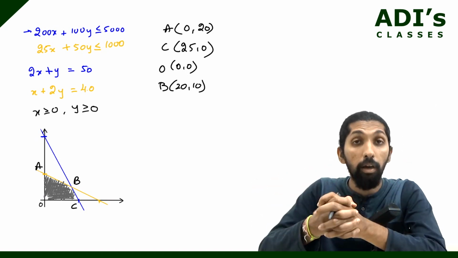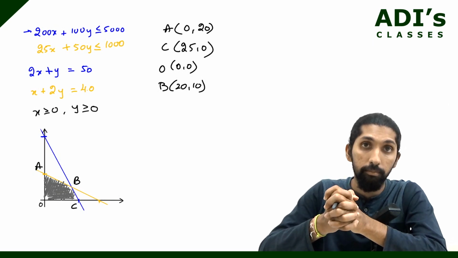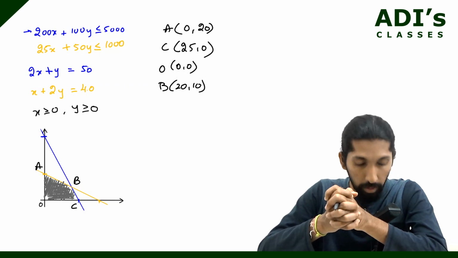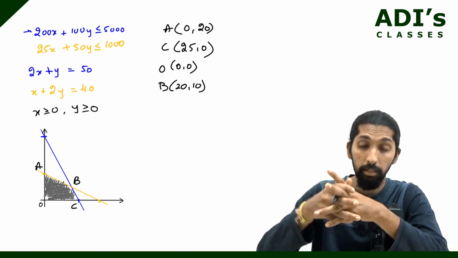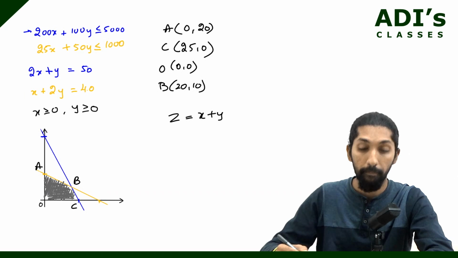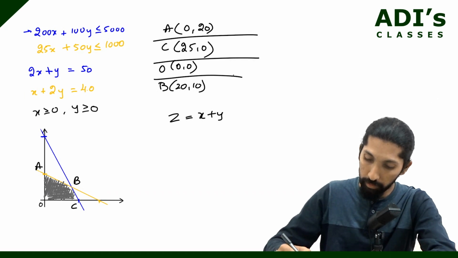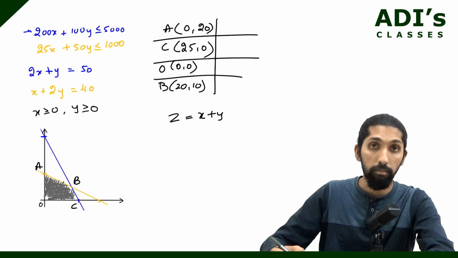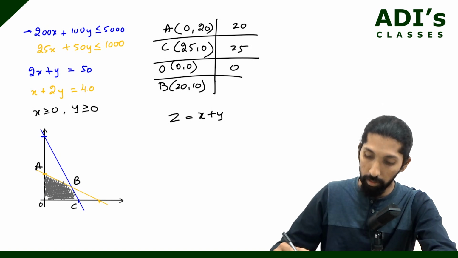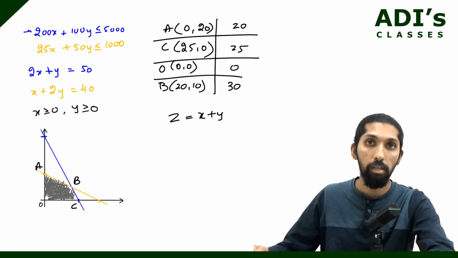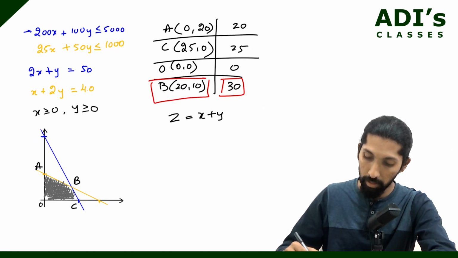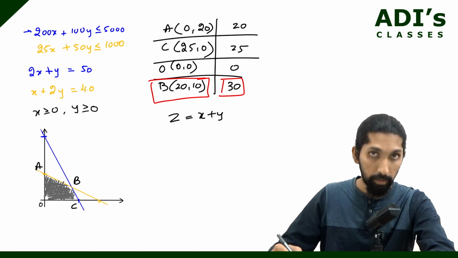But guys, have you noticed we have not even written the objective function? Correct? We need to have the maximum number of cakes, right? Which is nothing but x plus y. That's a plus b, right? So the maximizing function is z is equal to x plus y. So let's apply these values. X plus y. The first one is going to be 20, 25, 0, 30. Right? So the maximum number of cakes is 30.